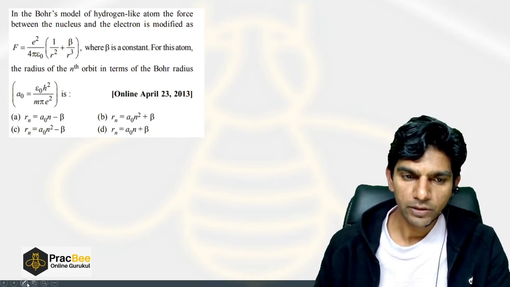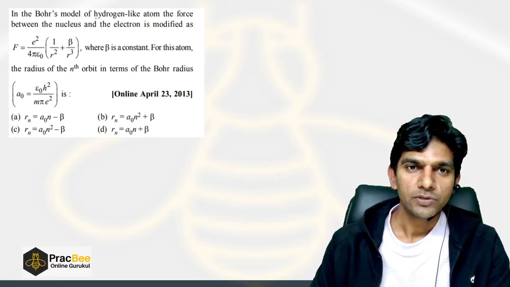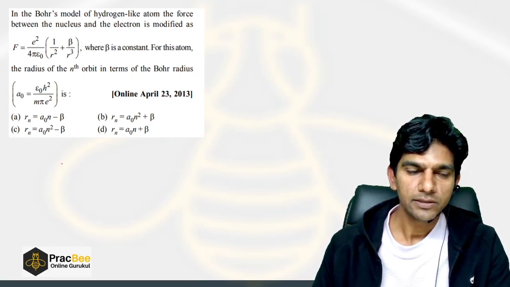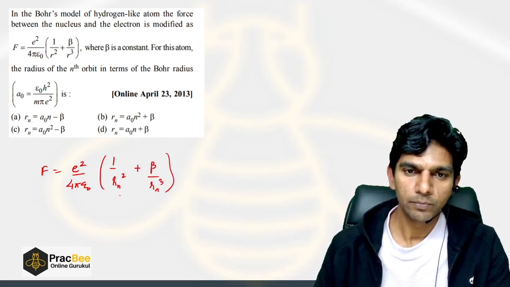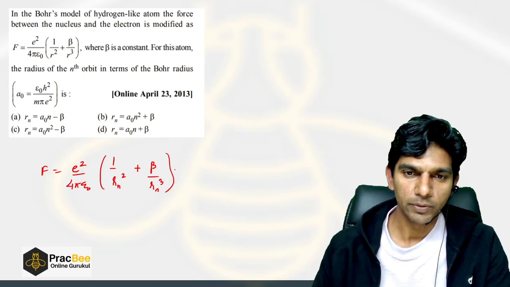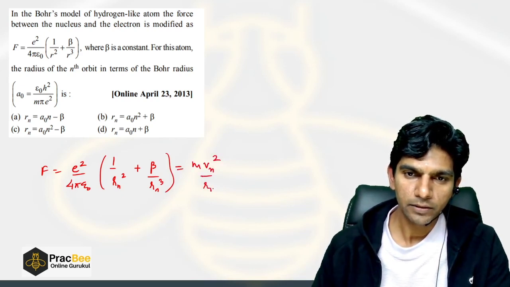Now let us see one more illustration. In the Bohr's model of hydrogen-like atom, the force between the nucleus and the electron is modified as this. So we have given F as e square upon 4 pi epsilon naught, 1 by Rn square plus beta by Rn cube. So I'm writing this force for the nth orbit. Now this will be equal to centripetal force, mVn square by Rn.